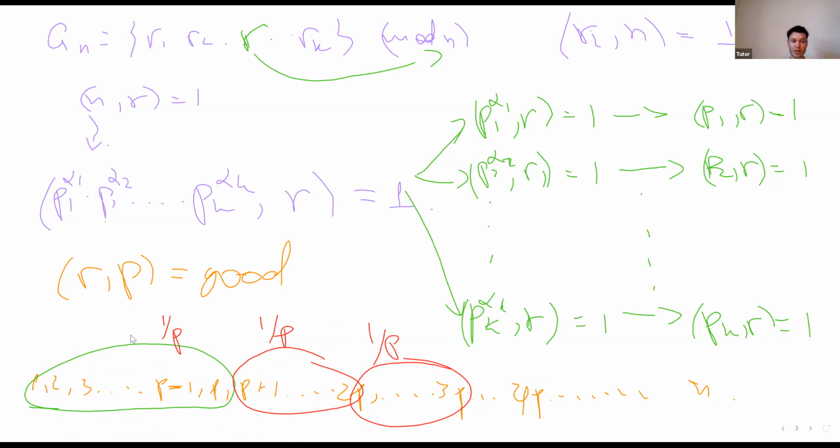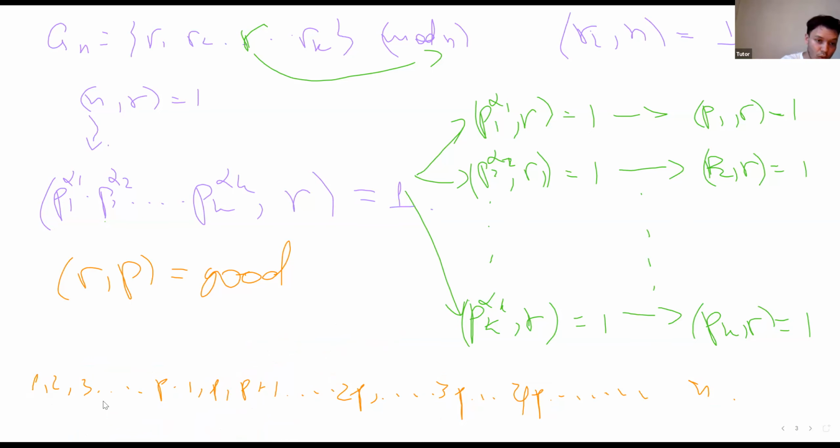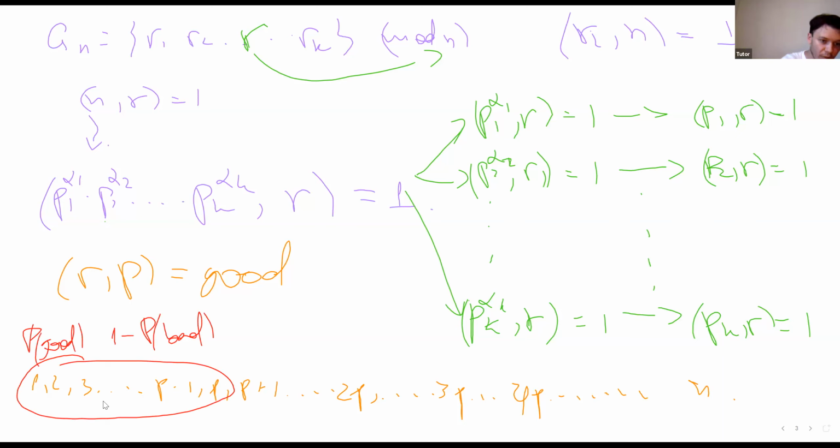What's the probability that I pick a random number and it's good? Well, if I pick a random number from here, the probability that it's good is going to be 1 minus the probability that it's bad. So this is equal to the probability that I picked a good number. So the probability that it's good is going to be 1 minus the probability it's bad. It's going to be 1 minus 1 over P, right?